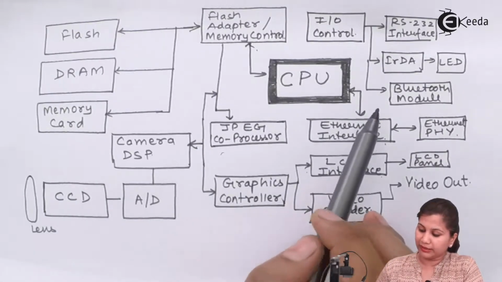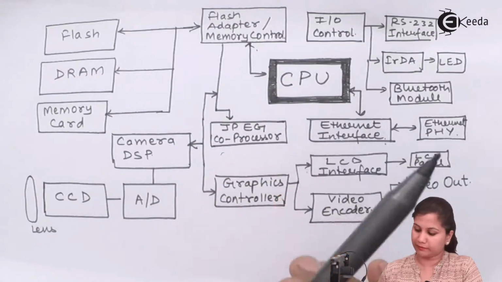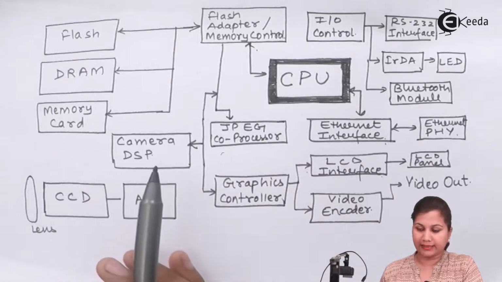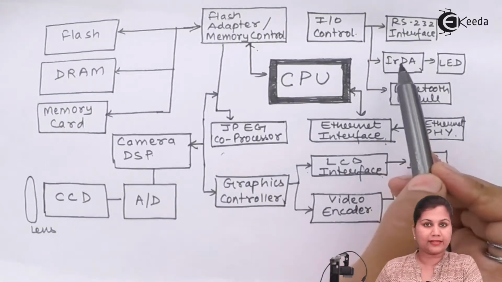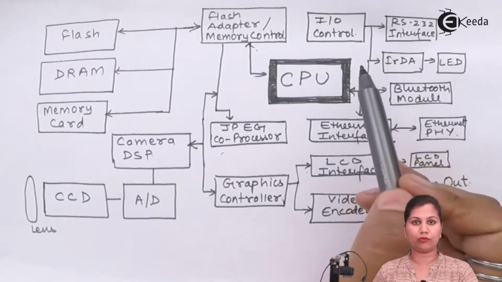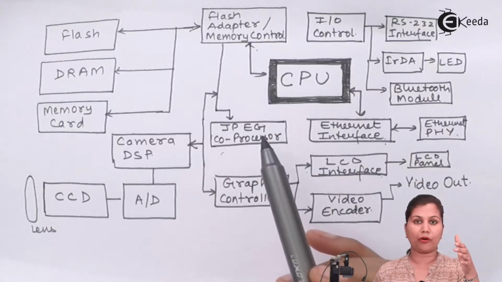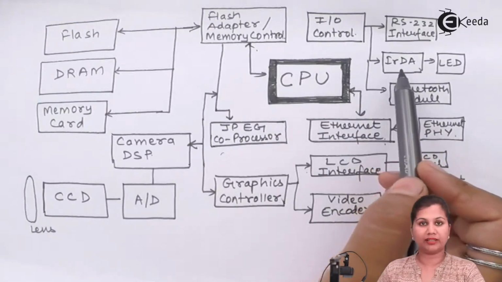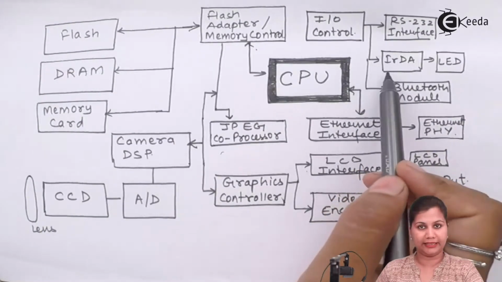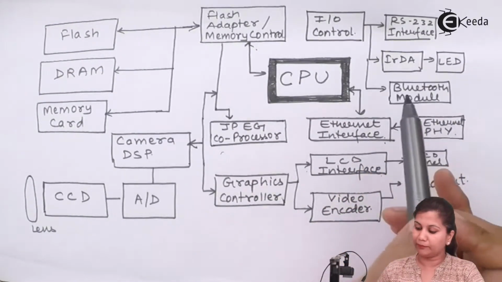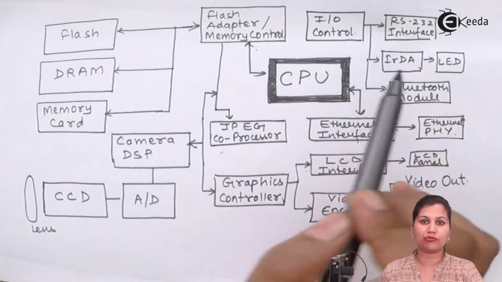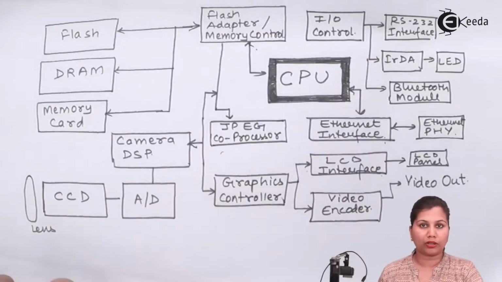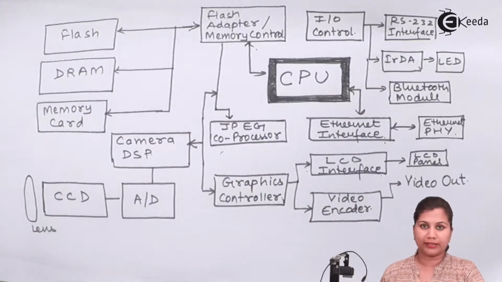Now there are other interfaces also present in the system, like the Ethernet interface to provide the Ethernet communication. Then IRDA is also present in case we want to control the camera from a remote location. So for the remote control of the camera, we use infrared, so we have the IRDA interface. Also, we have the Bluetooth and the RS-232 interface for advanced communication. So this is the complete block diagram of the digital camera.